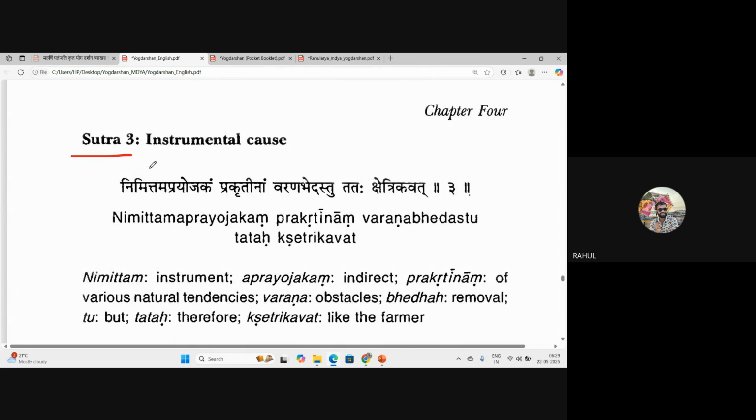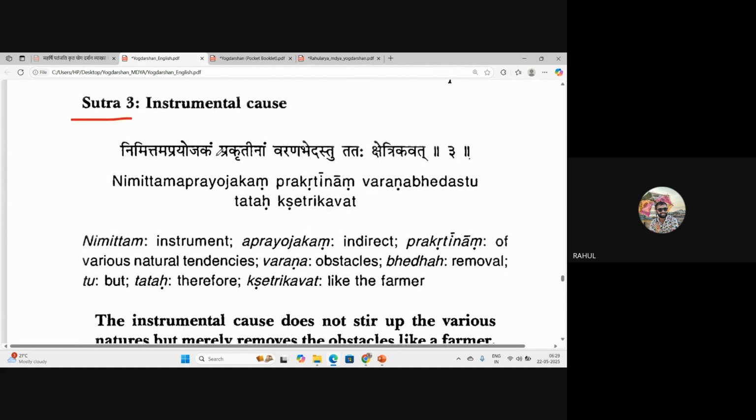Yeah. Next question. Next sutra. Sutra number 3, instrumental coach. How is it possible? How within a second Hanumanji is getting this kind of huge power? How, as ma'am told, the chemical reaction? What is the philosophy, physiology behind that?